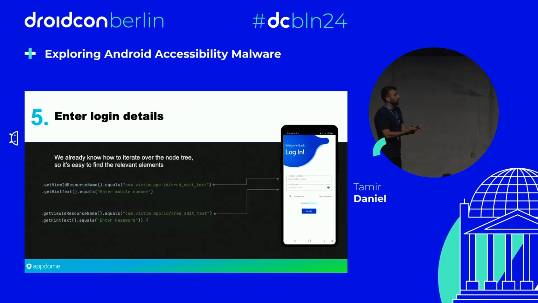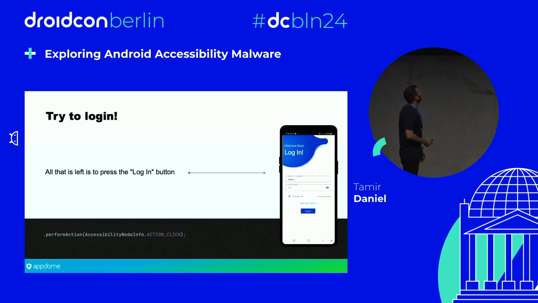So all we have to do now is to find the text fields for username and password and fill in the login details. Same thing you need to do: take the root tree, get the nodes, find the nodes you want, and all that is left to do is click on the login button. Simple as that.